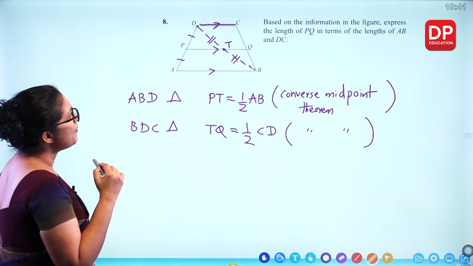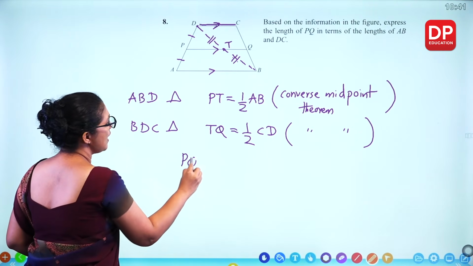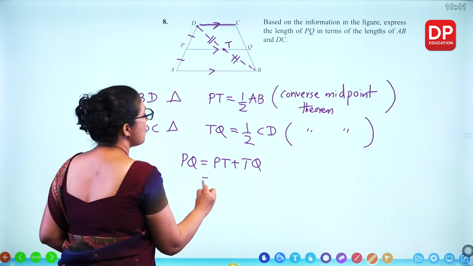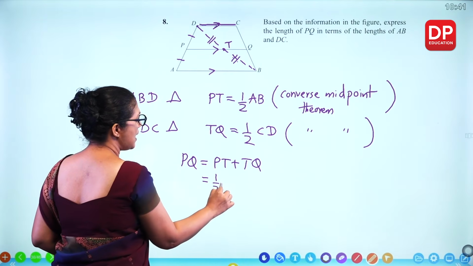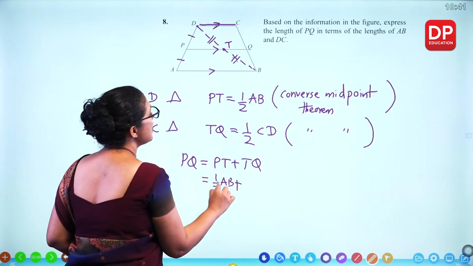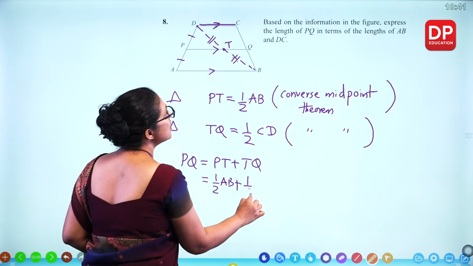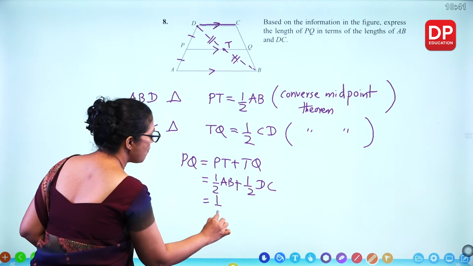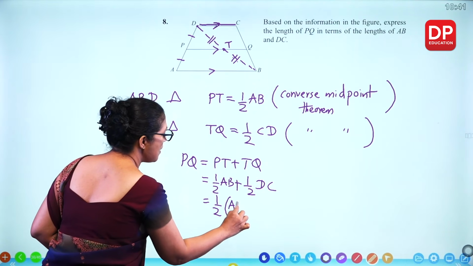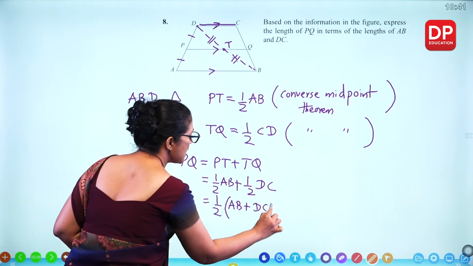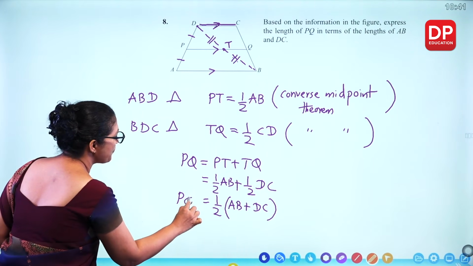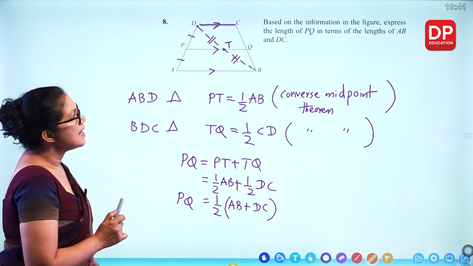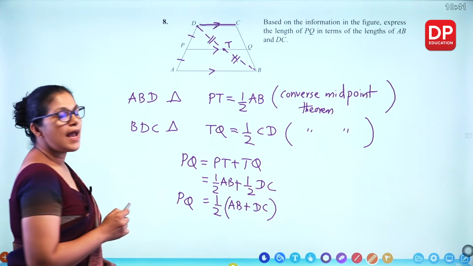But we want PQ. What is the PQ length? PT plus TQ. PT we can write as half AB and TQ is half CD, or I can write DC. Then when you take the half out, I can write that half of AB plus DC is equal to the PQ length. So you are asked to give the PQ length in terms of AB and DC.